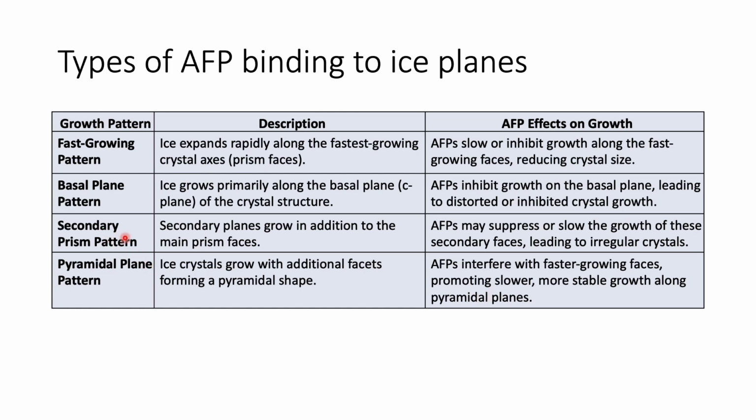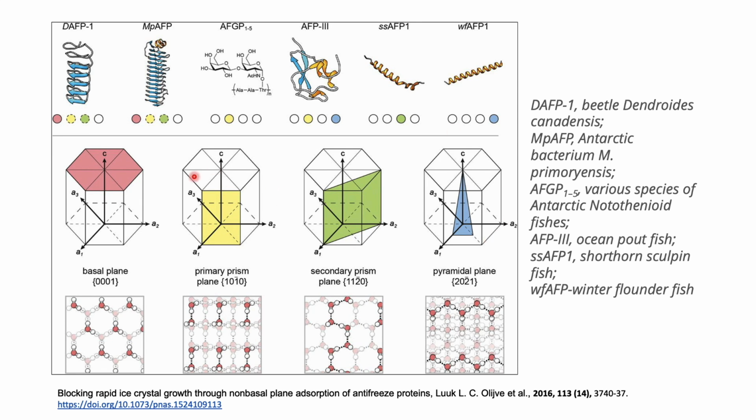And when we look at the secondary prism pattern, here AFP suppress or slow the growth of these secondary phases, leading to irregular crystals. So here are the examples. We have the 4: basal plane, prism plane, secondary prism plane and the pyramidal plane. All the 4 are given here, and we can see this DAFP, which is from the beetle Dendroides canadensis. It can have all the 3 things. That means it can prevent the crystal growth through the basal plane or the primary prism plane or even the secondary prism plane.